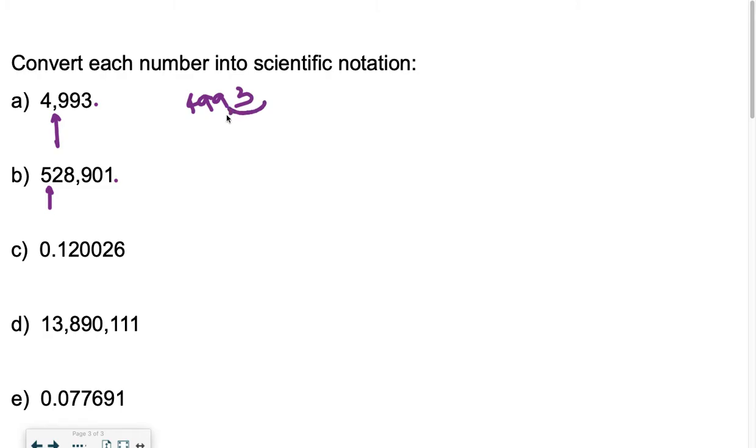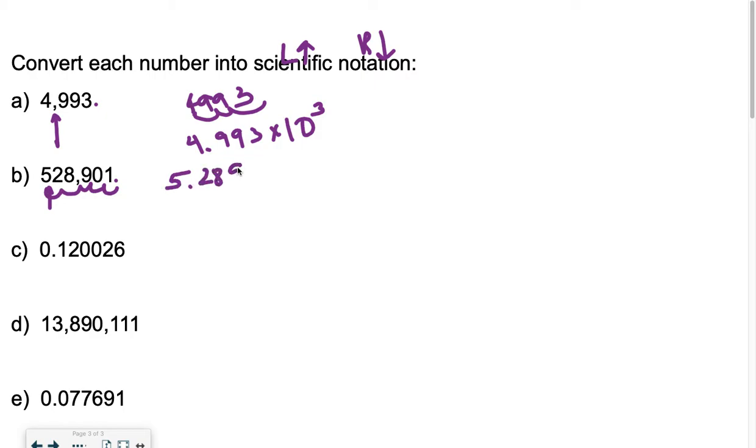So starting with A, I'm going to swing in 1, 2, 3, 4.993 times 10 to the 3rd power. Remember, we're moving to the left, so our exponent goes up. For this one, 1, 2, 3, 4, 5, 5.28901 times 10 to the 5th.